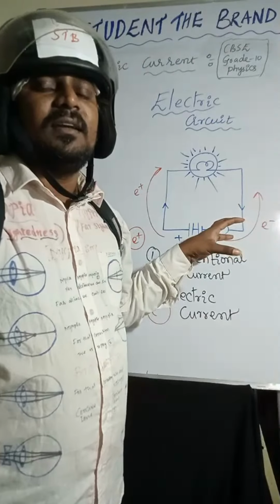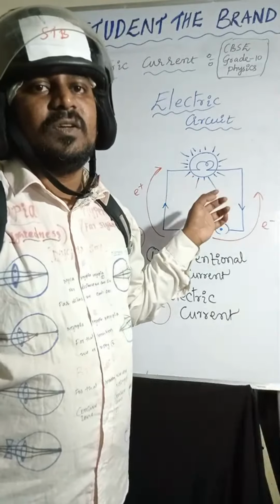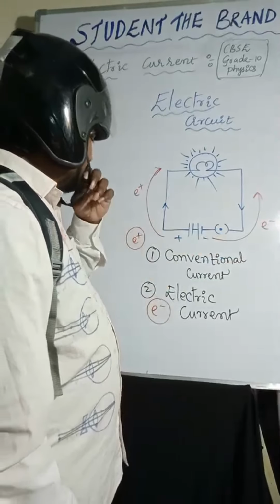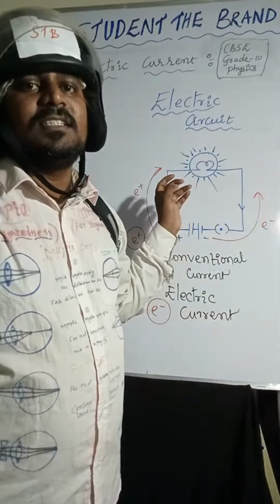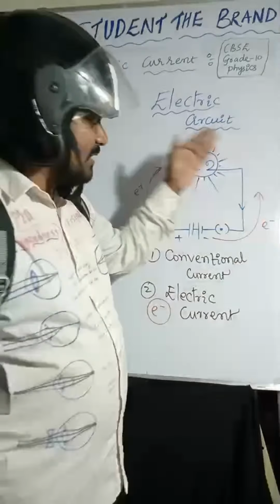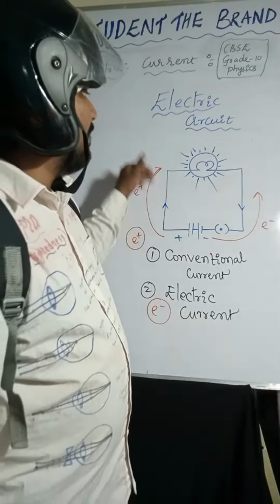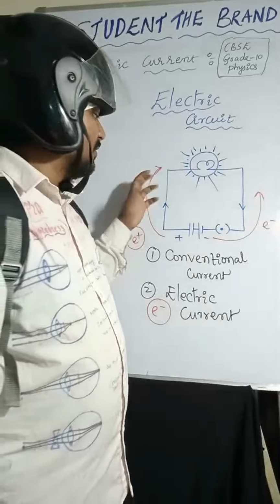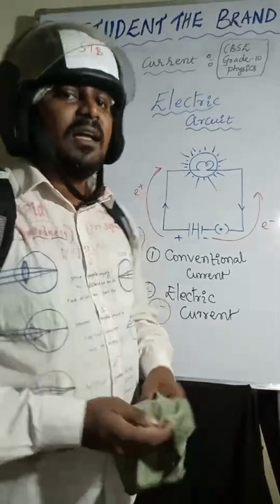Conventional current is nothing but the flow of positive charges. The flow of positive charges is known as conventional current. Electric current is nothing but the flow of electrons. The flow of electrons is known as electric current. So positive charges will move from high potential to low potential, whereas electrons will move from low potential to high potential. So this is about conventional current and electric current.